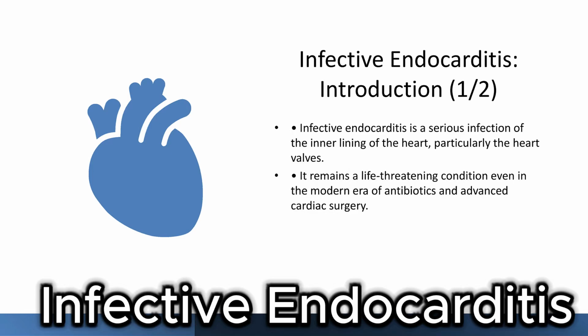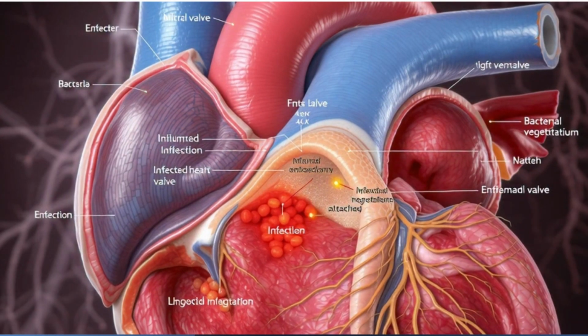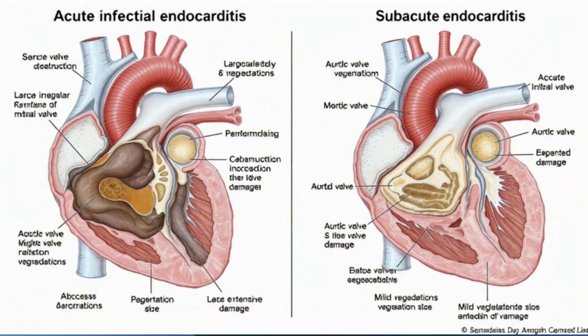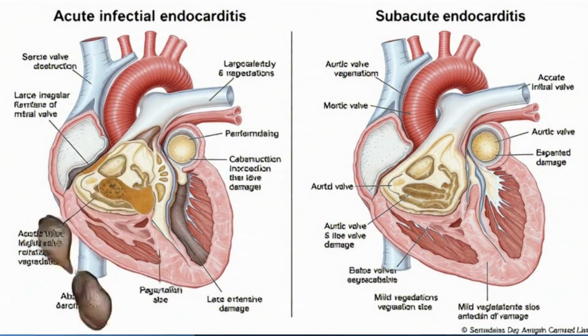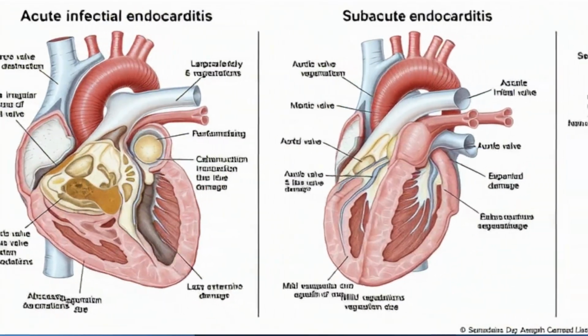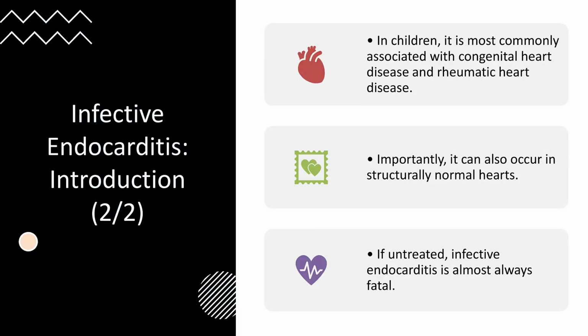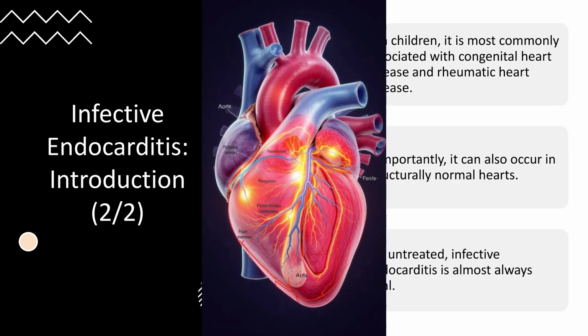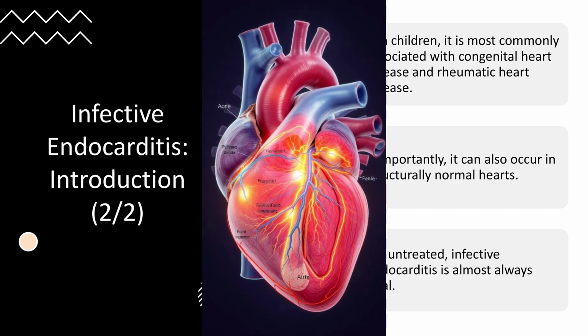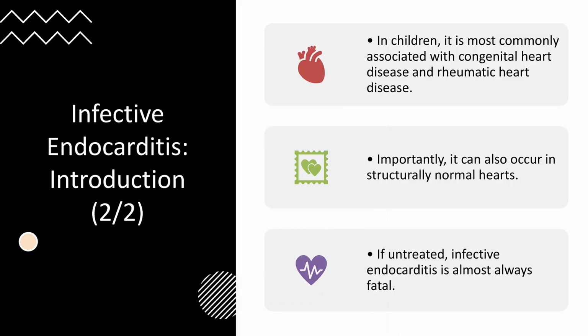Introduction. Infective endocarditis is a serious infection of the inner lining of the heart, particularly the heart valves. It remains a life-threatening condition, even in the modern era of antibiotics and advanced cardiac surgery. In children, it is most commonly associated with congenital heart disease and rheumatic heart disease, but importantly, it can also occur in structurally normal hearts. If untreated, infective endocarditis is almost always fatal.